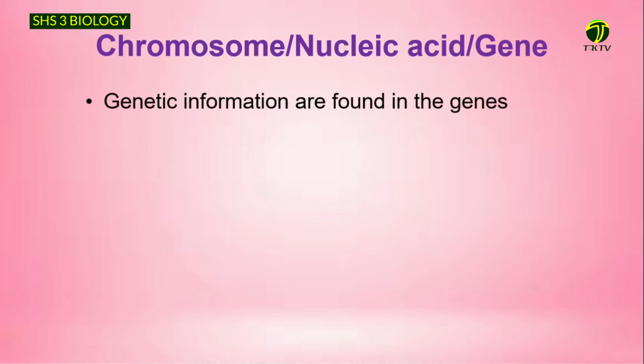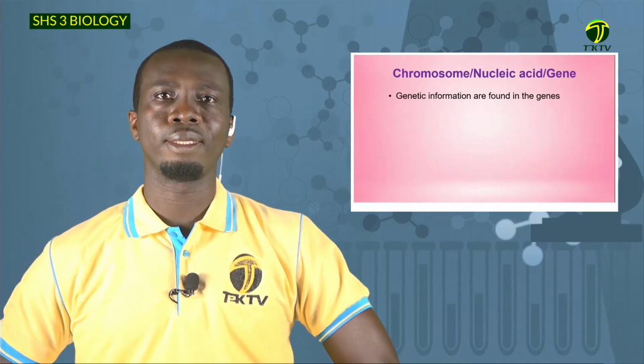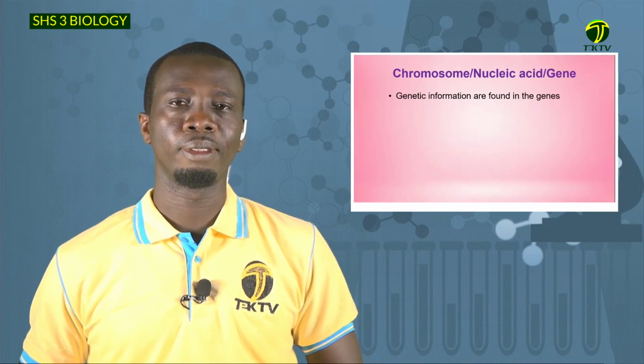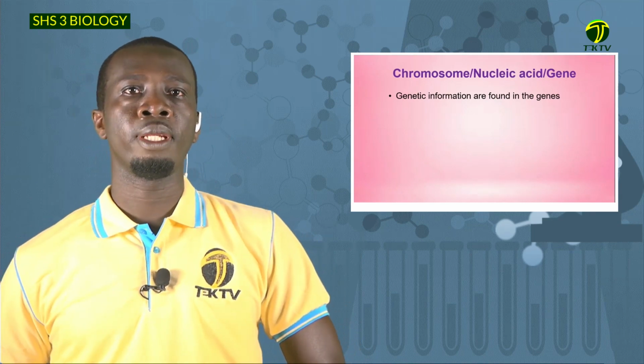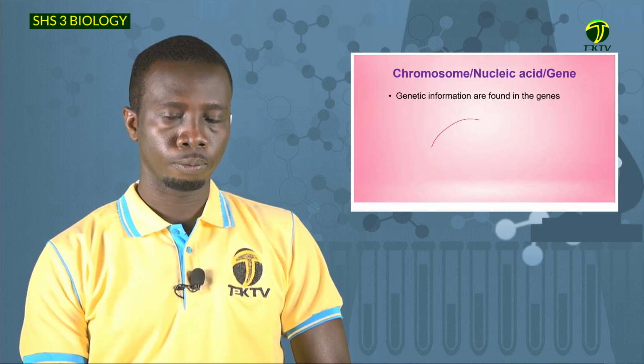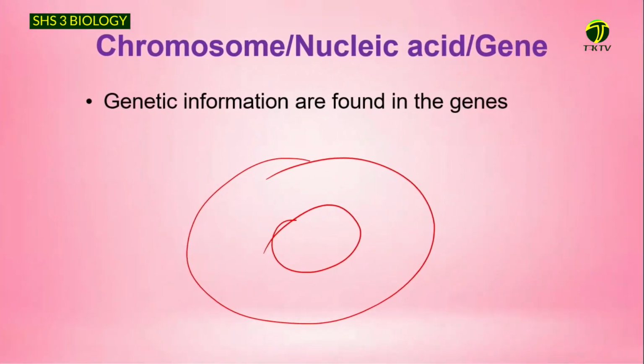Now, how do we relate chromosome to nucleic acid and then gene? It's very important that we know the differences. So in a cell, we can have the center called the nucleus. Inside this center, we have the chromosome, which is the carrier of genetic information from one generation to another. Good. So within this chromosome are what we call the genes.